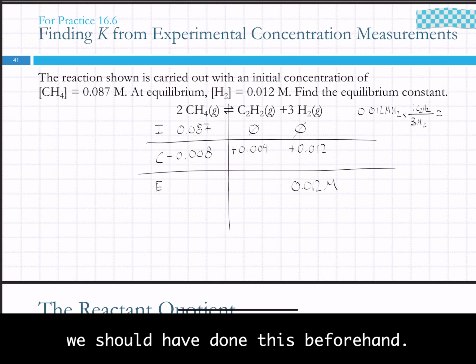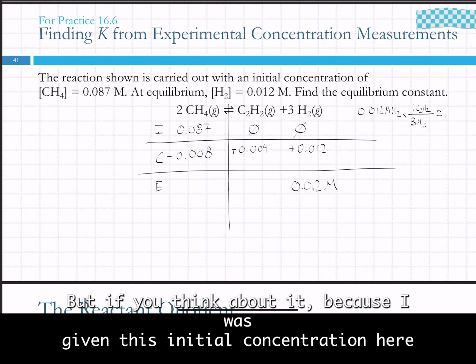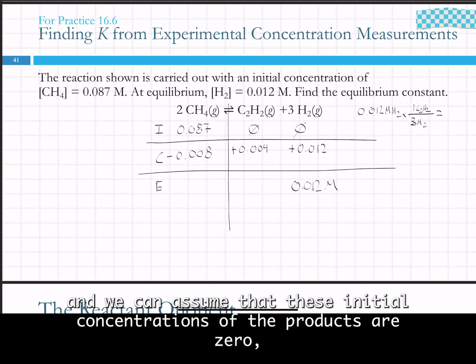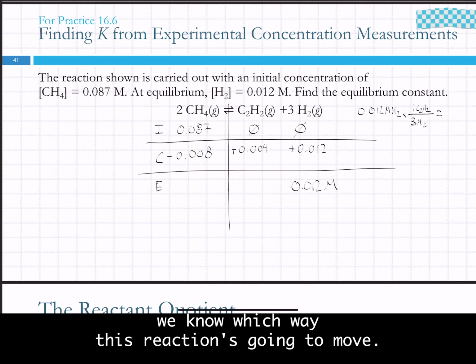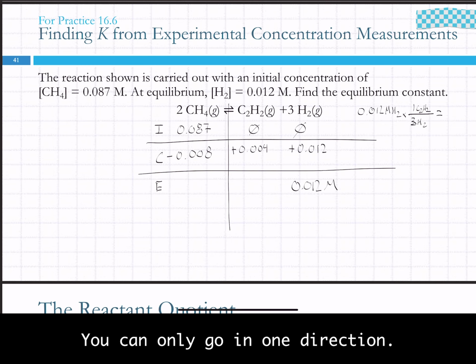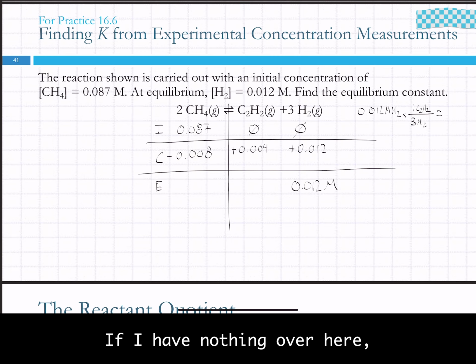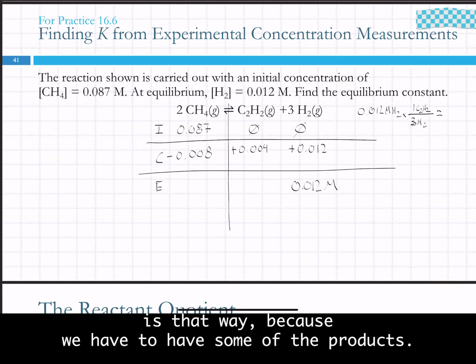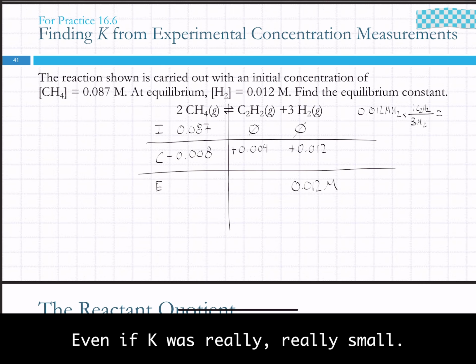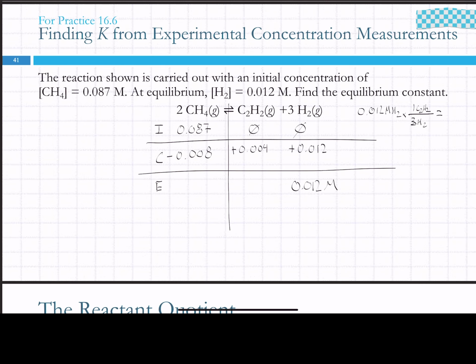Oh, and I guess we should have done this beforehand. But if you think about it, because I was given this initial concentration here, and we can assume that these initial concentrations of the products are 0, we know which way this reaction is going to move. It can only go in one direction. If I have nothing over here, then, oh, we haven't talked about Q yet, but right, the only way this reaction can move is that way, because we have to have some of the products, even if K was really, really small.